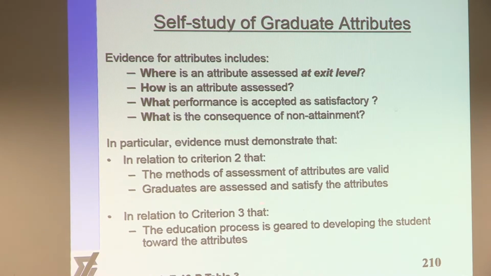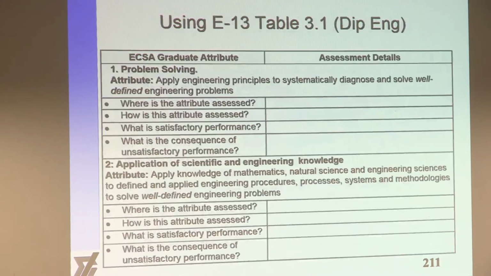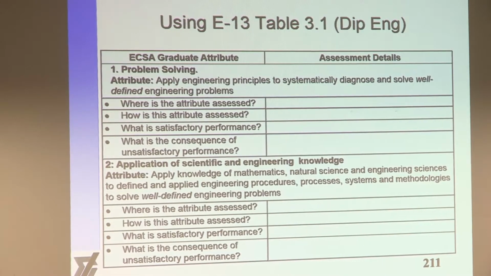In relation to criterion 3, teaching and learning, that the education process is geared to developing the student towards the attributes. That's where those starting with communication, leading to wherever that is going, is going to be tested again. You remember on that slide the red C3, C1 on the side, it was saying that one of the development areas is on criterion 3, teaching and learning, that it must be improved. Still remember that? Okay? So let's have a look at this. Table 3.1, you'll see it has something like this.